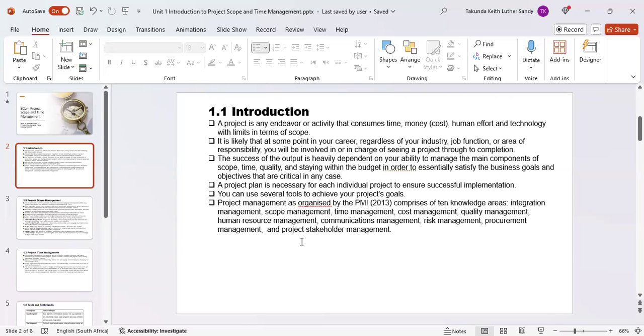When you talk about project stakeholder management, we are saying stakeholders are key to projects, because they've got a vested interest in everything that is happening in a project. So stakeholders are very much key to our project.